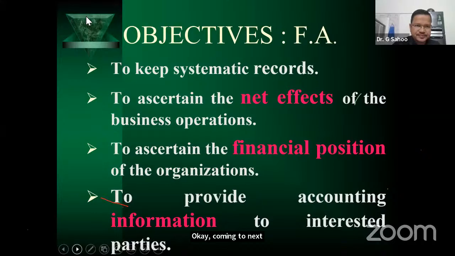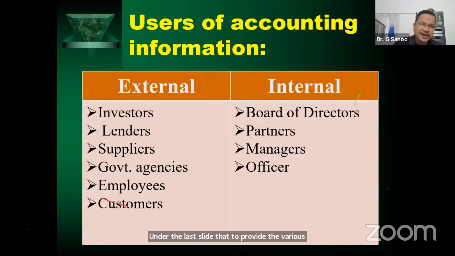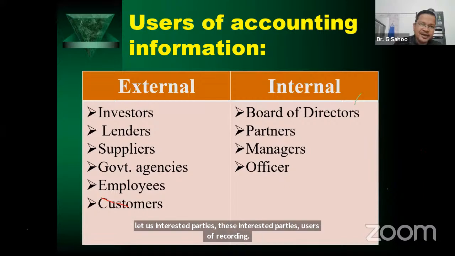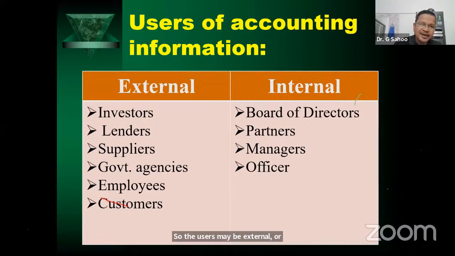Under objective, as I have already mentioned under the last point, that is to provide the various accounting information to interested parties. These interested parties are users of accounting. The users may be external or internal. The external users are investors or shareholders, lenders, debenture holders, suppliers, government agencies, employees, and customers. The board of directors, partners, managers, and officers are the internal users of accounting. By taking this accounting information, they can take decisions in their own way.